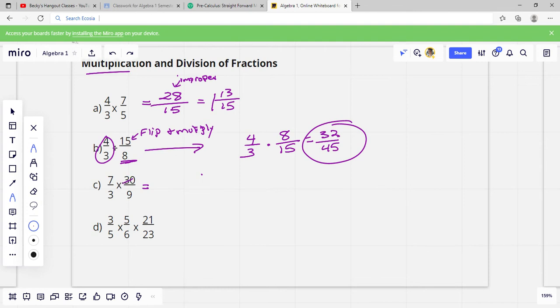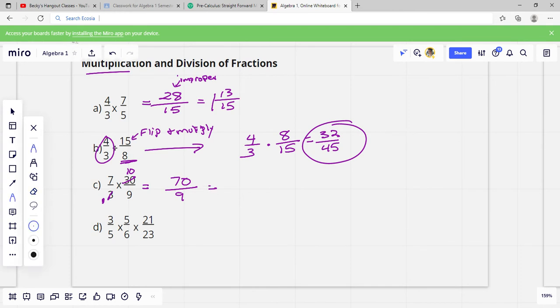How many 3's are in 30? 10. How many 3's are in 3? 1. So I just canceled those. Now I can just say 7 times 10 is 70, and 9 times 1 is 9. And now I don't have to reduce my fraction. It's already reduced for me.